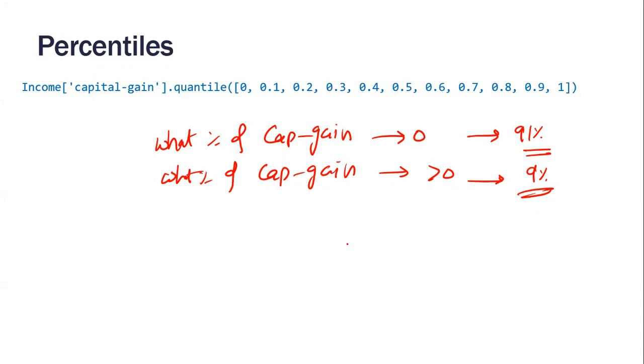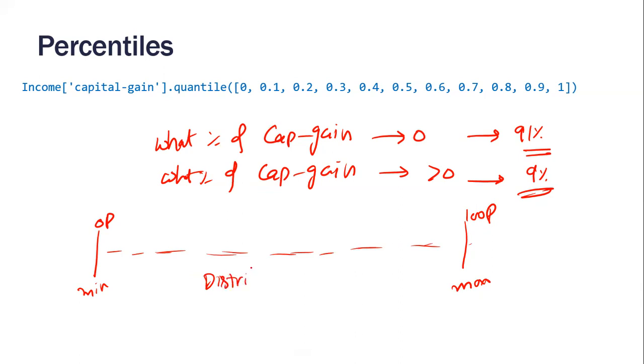This way, by looking at the percentile values using the function quantile, you will be able to understand the variable completely from minimum to maximum. Completely, you will be able to strip down the variable, completely understand the variable. This is known as distribution of a variable.